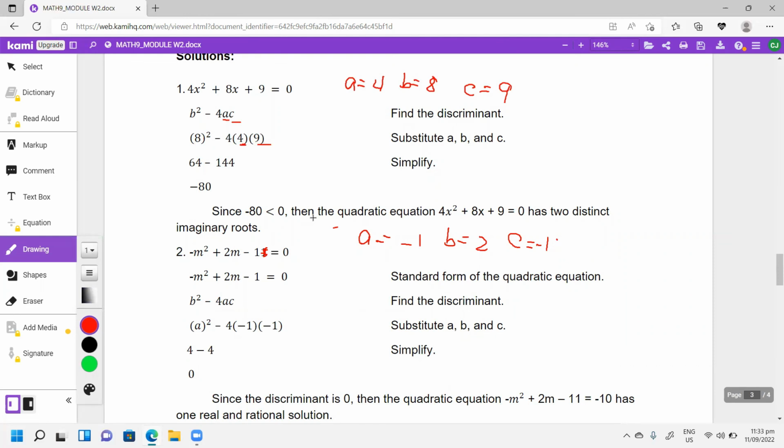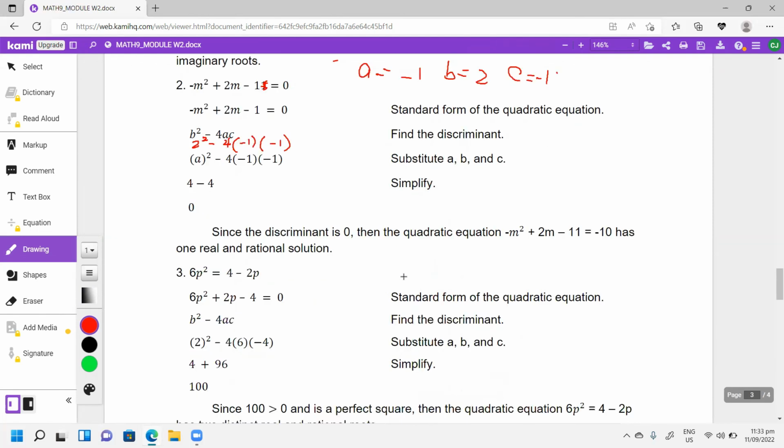Okay. So our b is 2. So b is 2 squared minus 4, our a is negative 1, our c is negative 1. 2 squared is 4. Negative 4 times negative 1 times negative 1 is negative 4. 4 minus 4 is 0. Since the discriminant is 0, then the quadratic equation has one real and rational solution.